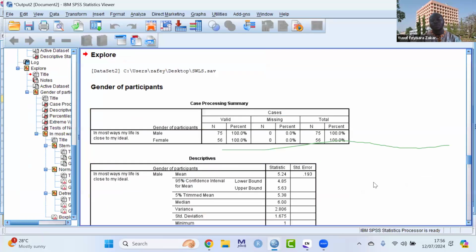All right. By the time you do that, just leave SPSS to do its own. In microseconds, your answer is out. Now you can see something that is important. We have the item written here, being sliced by gender, male and female.